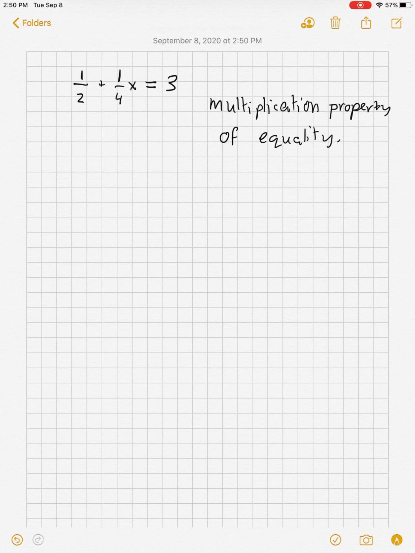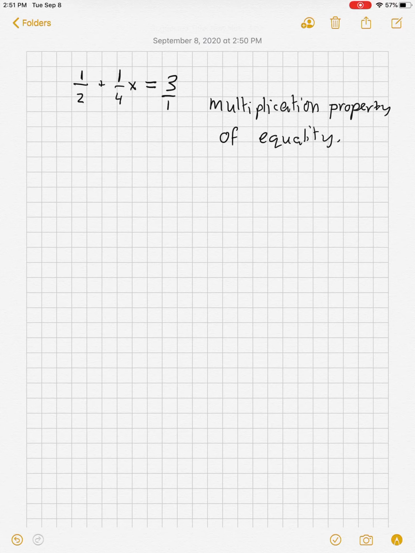You'll recall that the multiplication property of equality says that if you multiply one thing by something, you can multiply it into an equation all the way through and have it remain the same. In this case, we're going to be multiplying a number specifically to get rid of the fractions. Consider this example over here to the left: 1/2 plus 1/4 x equals 3. It looks kind of complicated.